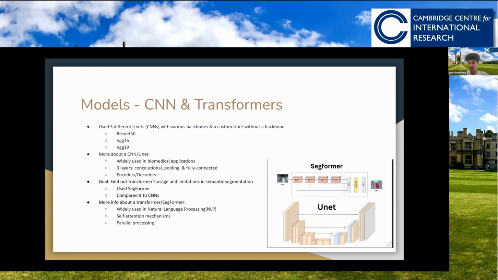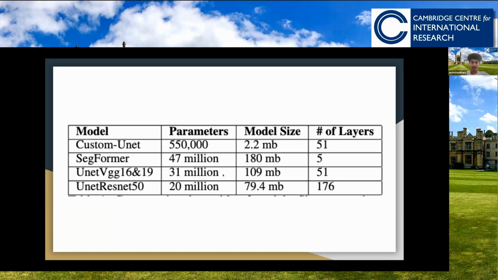And the second feature, parallel processing, allows the model to work on various pieces of information in different parts of the image at the same time, to speed up the process significantly. This is why a transformer, while more complex, can be faster if used right. This slide shows the sizes and the number of layers that our models had.